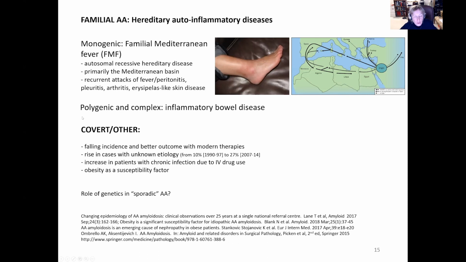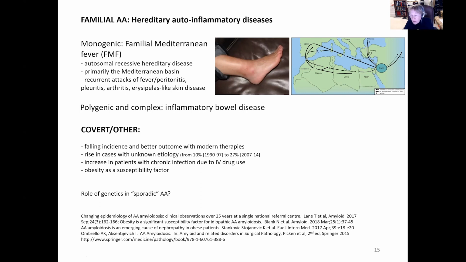Now, we do recognize in this country more patients with inflammatory bowel disease developing AA amyloidosis, and this is associated with polygenic or complex hereditary autoinflammatory diseases. So think about it. Now, what about the last group, the covert AA?